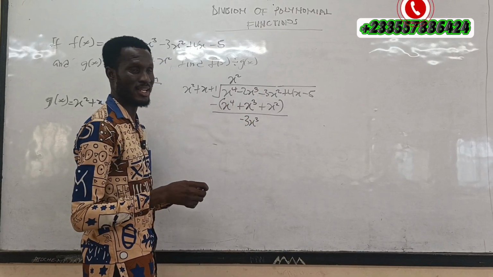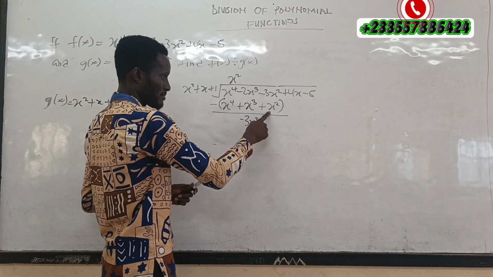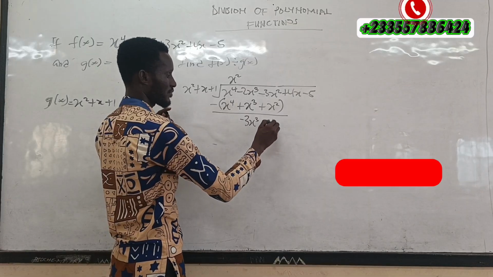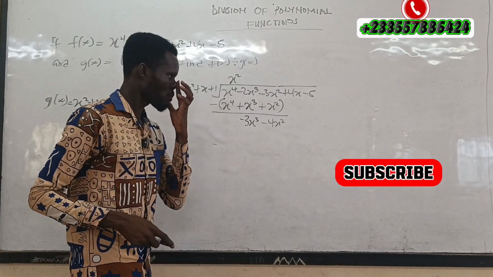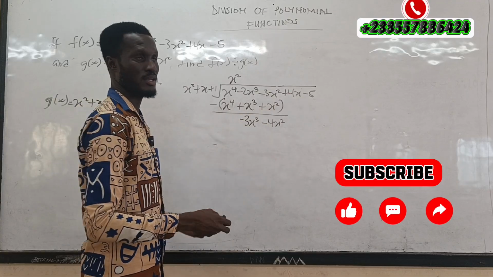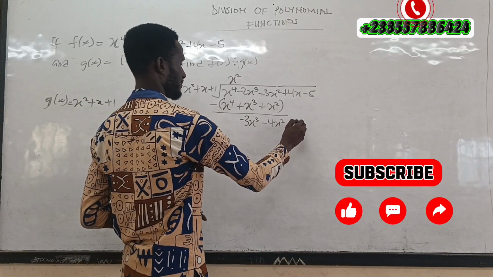So we are subtracting again. Minus 3 minus 1. You're going to get what? Minus 4x squared. Right? Yes. Now at this point, we have to drop one of it. So let me drop the 4x.